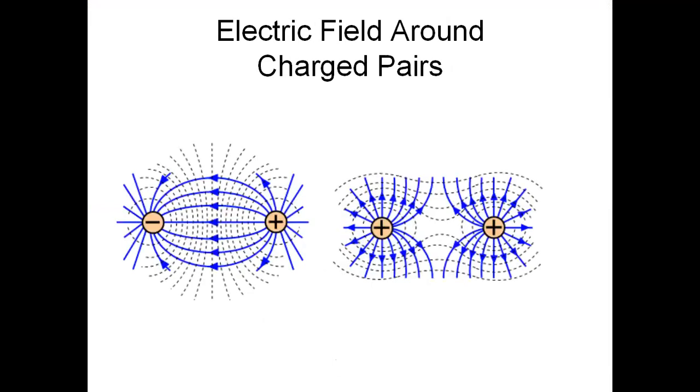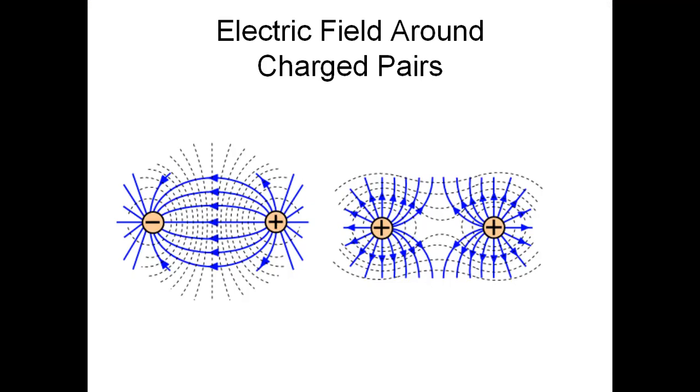An electric field around a charged pair. Suppose the first charge is negative and the second charge is positive, and the field will be outward from the positive charge and inward to the negative charge. Okay, but here with two positive charges the electric field will be like this. This is the positive charge and this is also positive, so here the force will be repulsive.